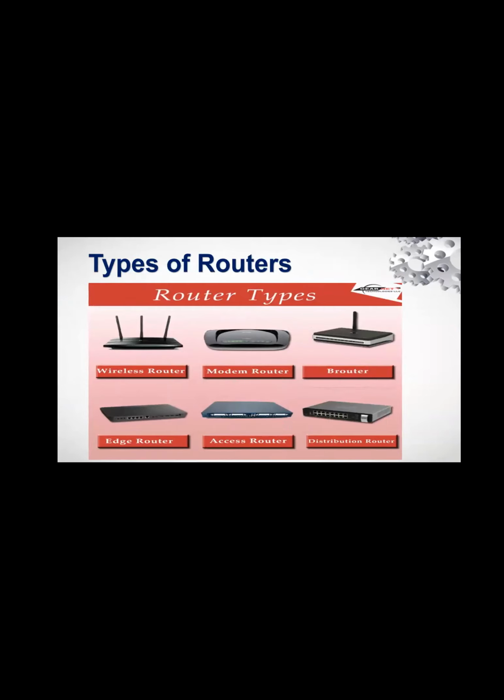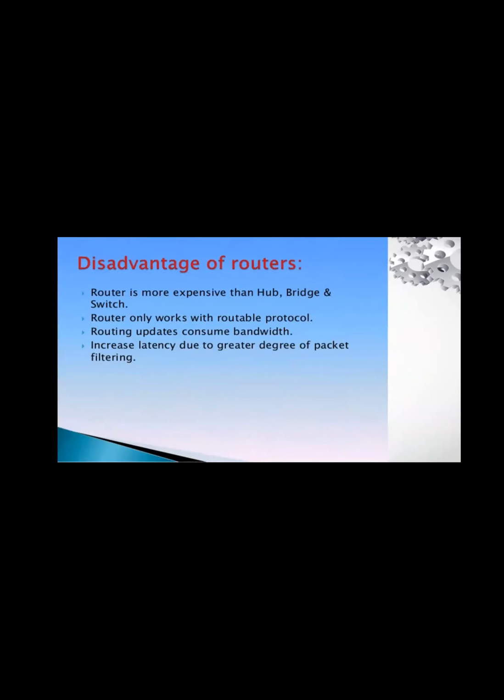Router types are modem router, wireless router, distribution router, access router, and edge router. Now, disadvantages of router. Router is more expensive than hub, bridge, and switch. Router only works with routable protocols. Routing updates consume bandwidth, which increases due to a greater degree of packet filtering.